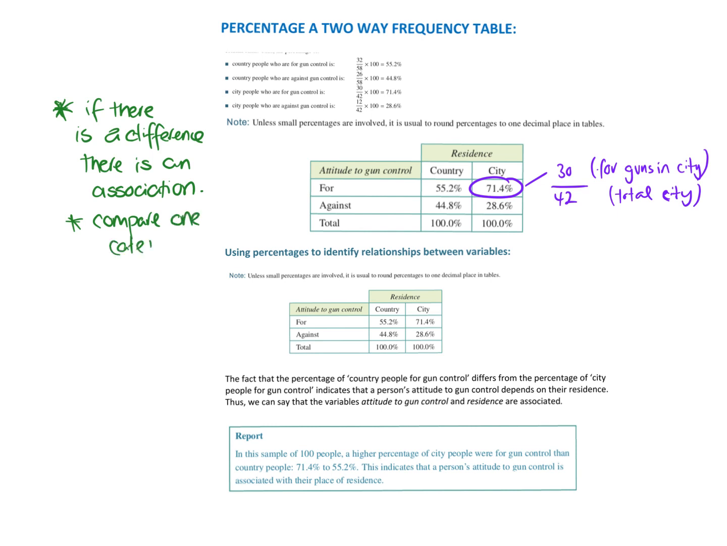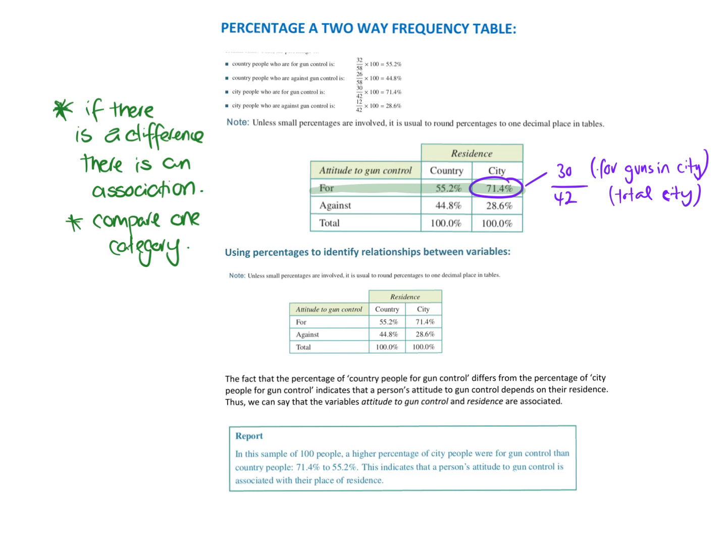So you want to compare one category. What I mean by that is, say for example, I'm going to look at the 4. So I'm looking across at the 4 there. Because 55% of the country people were for gun control, and in the city, 71.4%. Now, there's a big enough difference there between city and country. So therefore, you would be saying there is an association.